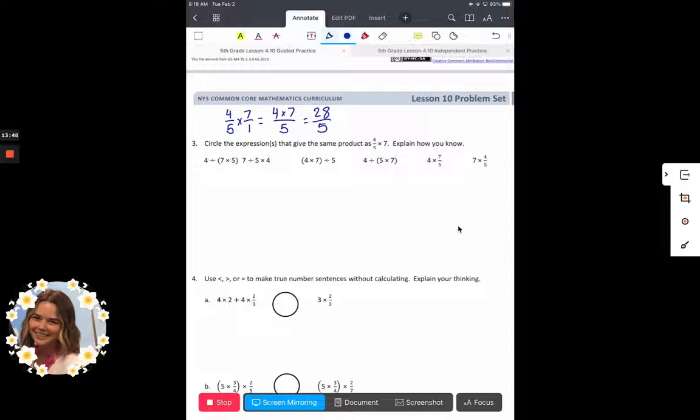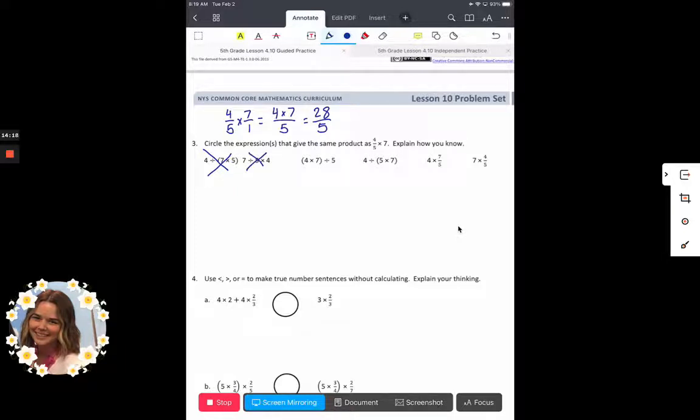So let's take a look. Our first expression that we have is 4 divided by 7 times 5. Well, if we look at our original expression, our fraction is in fifths. So that means that we're dividing by 5. So we know that we can't have this one. Now that second expression, that one is dividing by 7. So we can't have that either. So I'm going to cross that one out.